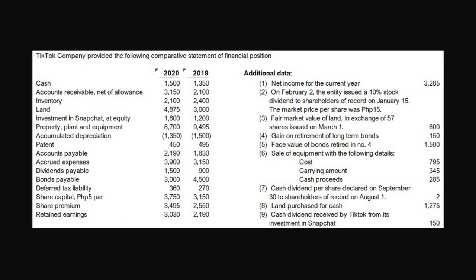The number 7 states that the cash dividend per share declared on September 30 to shareholders of record on August 1 is 2 pesos per share. So this is a cash dividend transaction which has an effect on a dividends payable account, which is a liability account. So now let's compute how much dividend is declared for number 7.